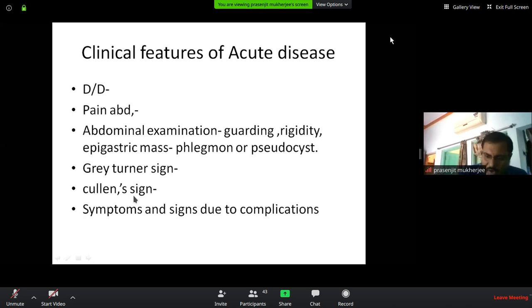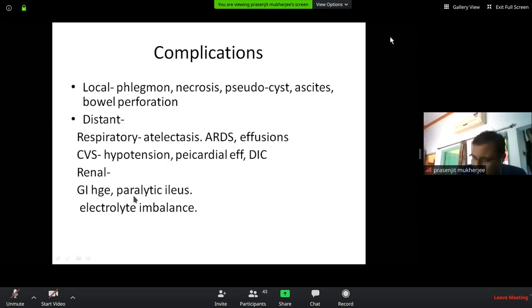Now coming to complications, if you know the complications, the symptoms and signs will naturally be understandable. What are the complications? There are local complications like phlegmon. As I told you, one question I already answered: there is a huge edematous enlargement of the head region of the pancreas, and this inflamed head is called phlegmon. There may be necrosis of the pancreas due to pancreatitis.